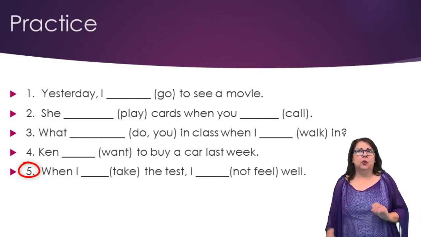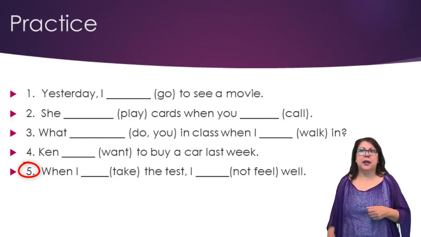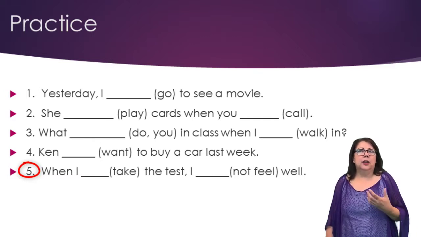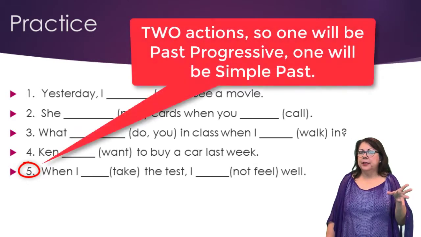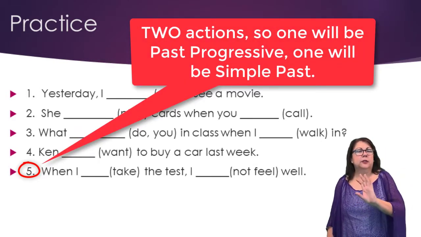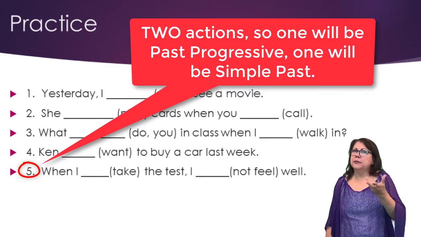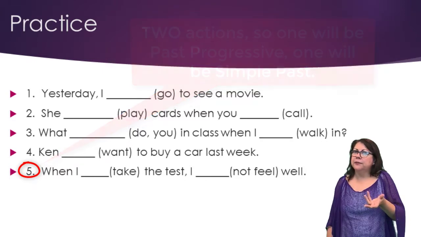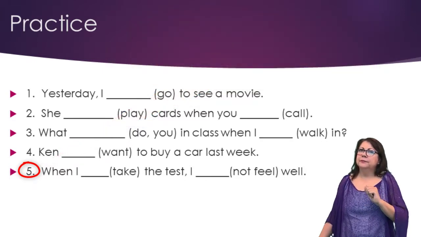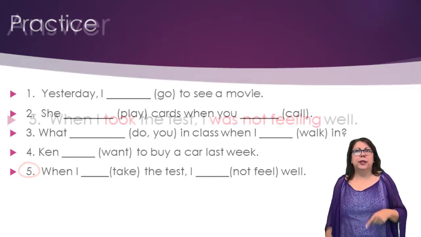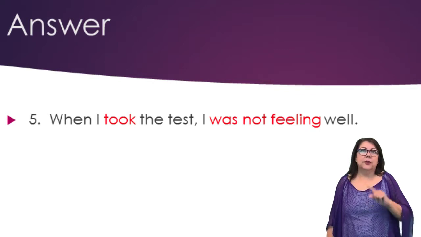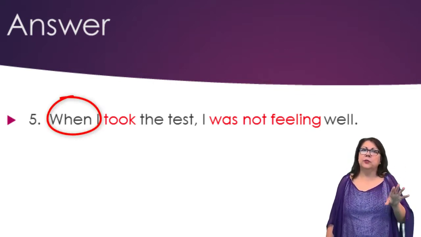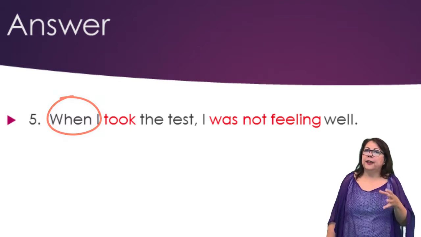And number 5, when I take the test, I not feel well. Again, we have 2 actions occurring. One will be past progressive, one will be simple past. Look for the time words there, okay? And the action that's happening at the time of speaking, right? What do you think? Right. When I took the test, I was not feeling very well. So notice that word when. That is one of those words that kind of gives you the clue that that one is going to take the simple past.